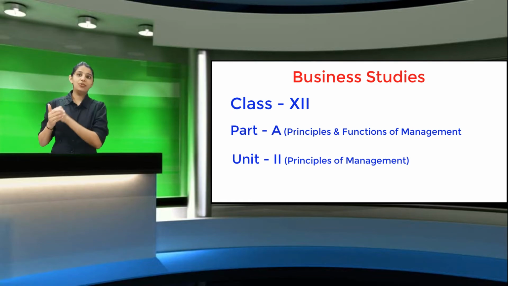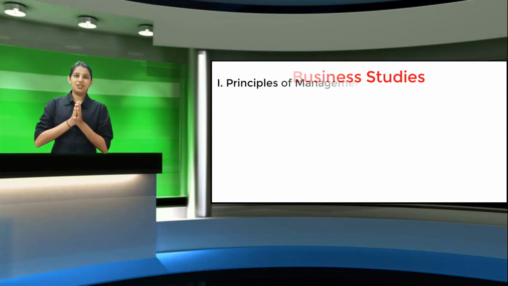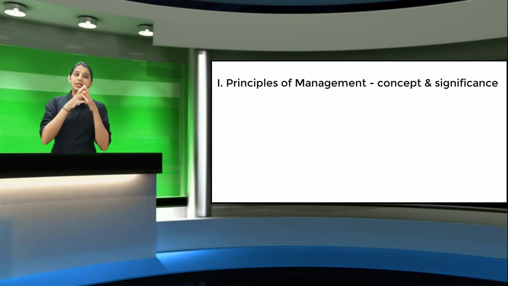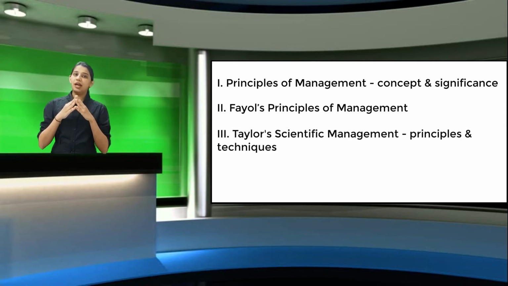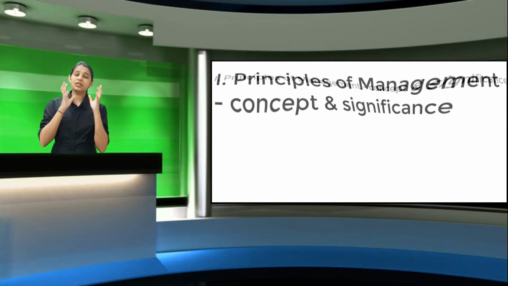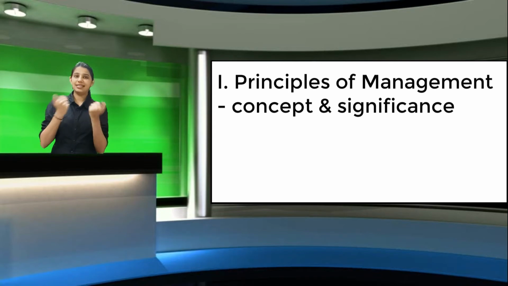So, before beginning the topic, let's check out what are the chapters given under this unit. The first chapter is the principles of management, its concept and significance. The second chapter is Fayol's principles of management, and the third and the last chapter is Taylor's scientific management, principles and techniques. So let's begin with the first chapter of this unit, which discusses the principles of management, its concept and significance. So let's get started.